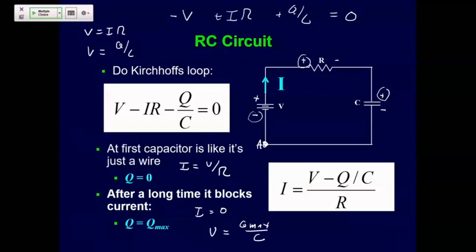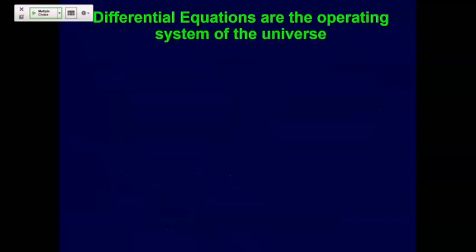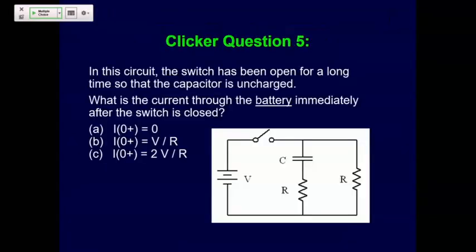And so let's just see how well we do with thinking about this sort of thing here. Let's do an example. So in this circuit, the switch has been open for a long time so that the capacitor is uncharged. So we have this new circuit. What is the current through the battery immediately after the switch is closed? So the Q on the capacitor is zero. I close the switch. What is going to be the current immediately after the switch is closed? Think about this and talk to your neighbors, and we'll talk about it.